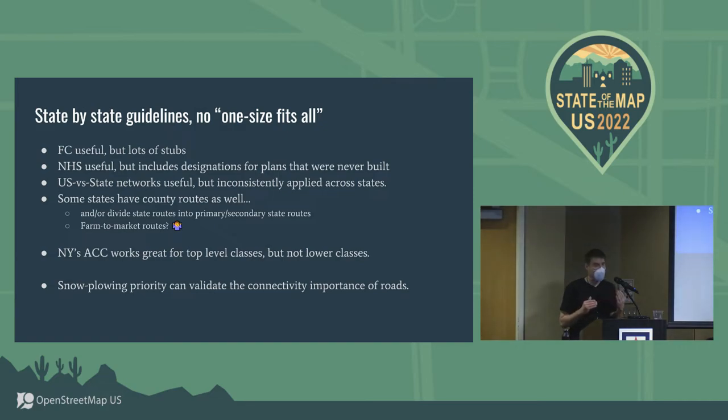ideas proposed for how we might identify what are the primary and trunk roads. US versus state networks has been brought up, but that doesn't always work, because these aren't consistently applied, that US routes are always more important than state roads. I believe California has actually gotten rid of all of its US routes and made them all state routes. And then some states have county routes or divide their state routes into primary state routes, secondary state routes. And then what about Texas, which also has farm to market routes and ranch to market routes, which are yet something else? How do we map all that in?